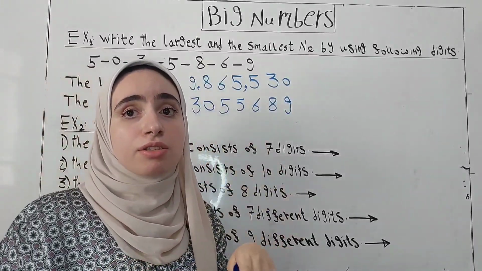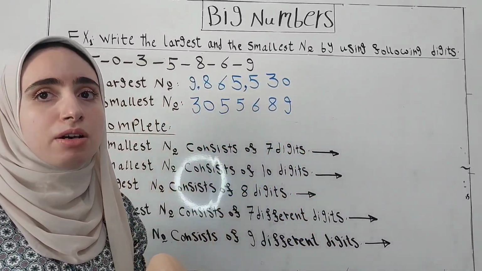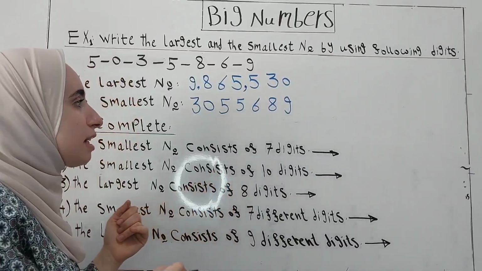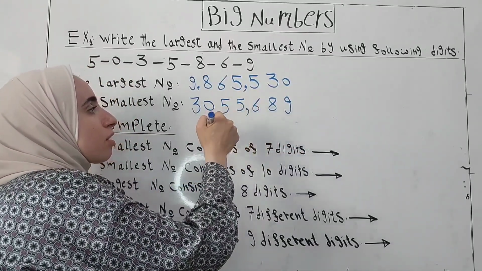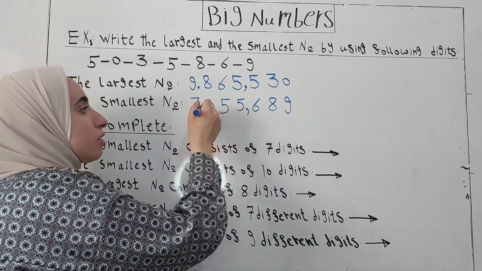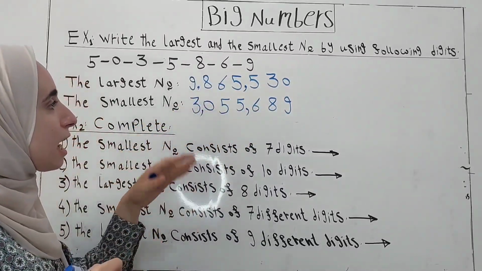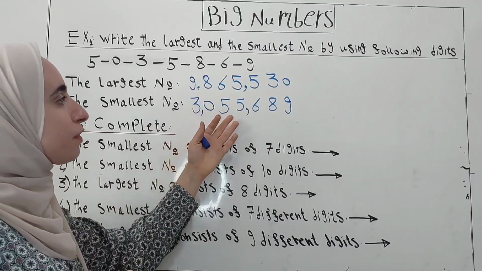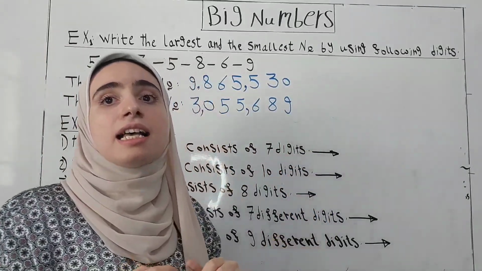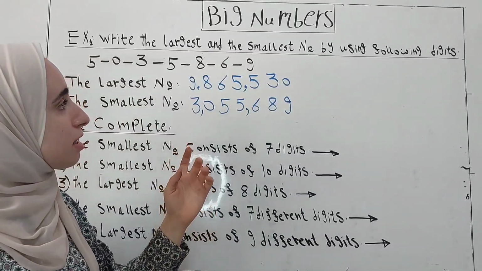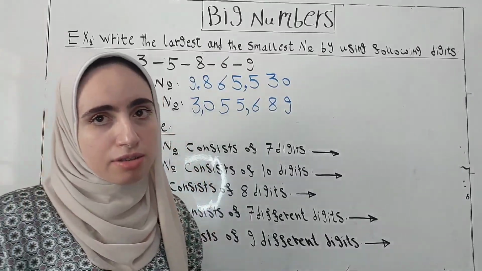Finally, we use commas to separate each 3-digit period from the right, going to the left. Let's count with me. 1, 2, 3, comma. 1, 2, 3, comma. Now, 3,055,689 is the smallest number consisting of these digits.